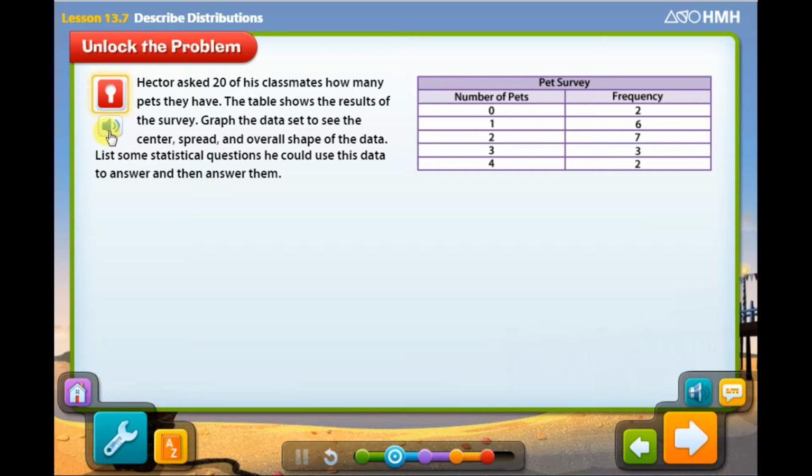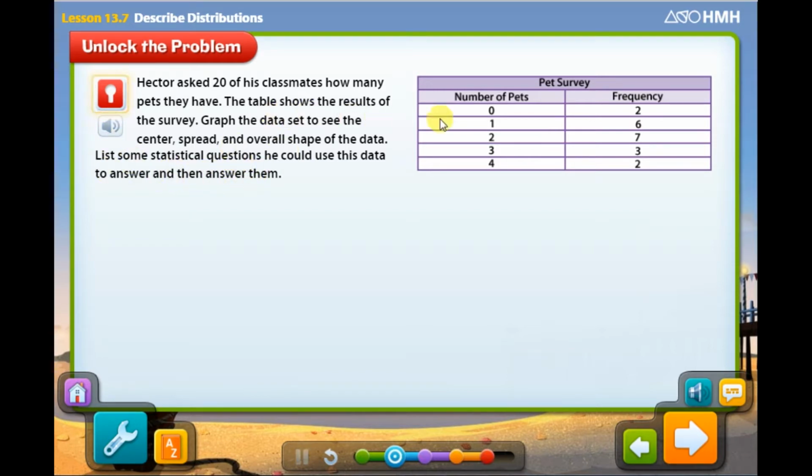So let's read together what the example is. Hector asked 20 of his classmates how many pets they have. The table shows the results of the survey. Graph the data set to see the center, spread, and overall shape of the data. List some statistical questions he could use this data to answer, and then answer them.